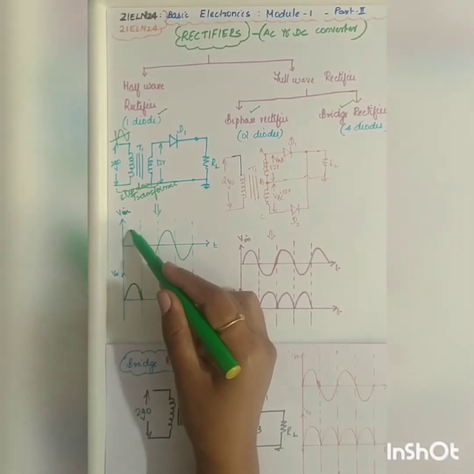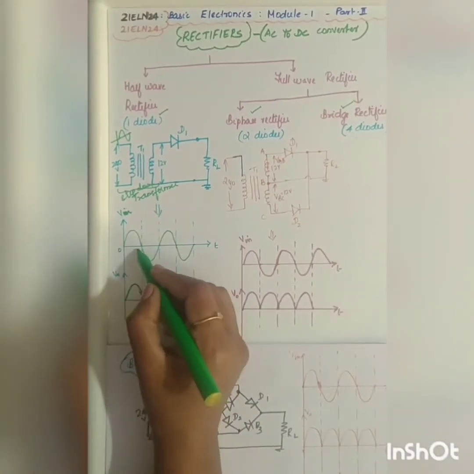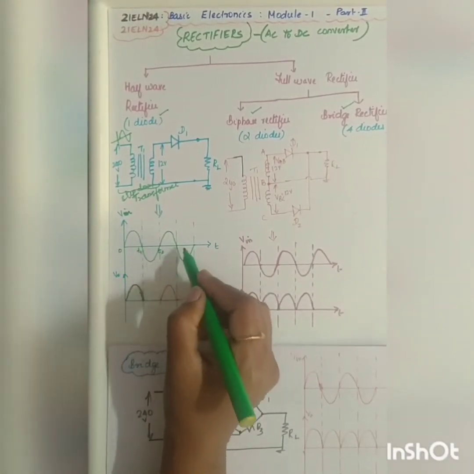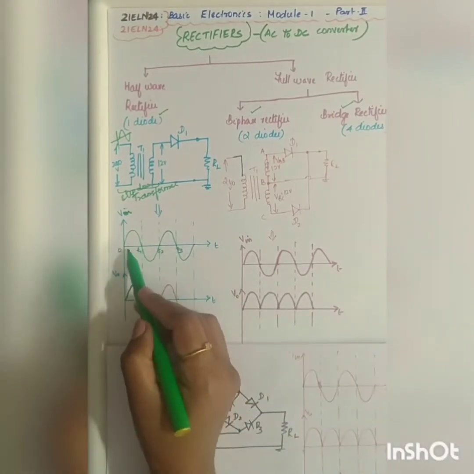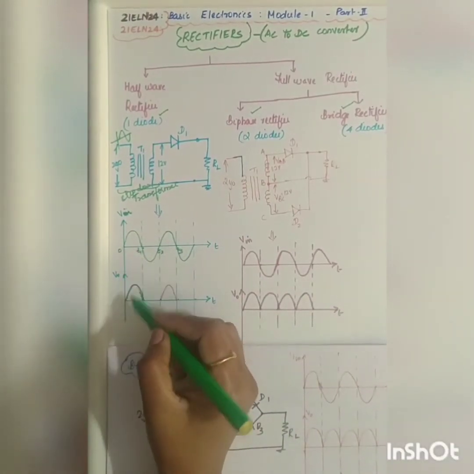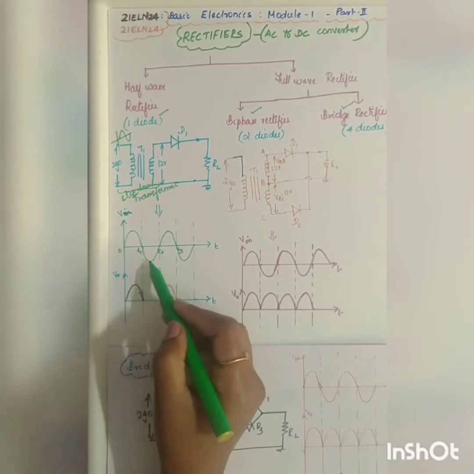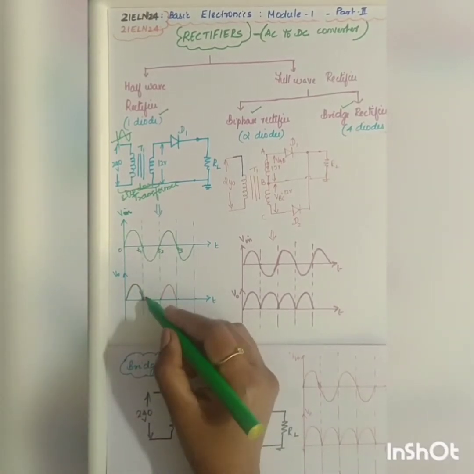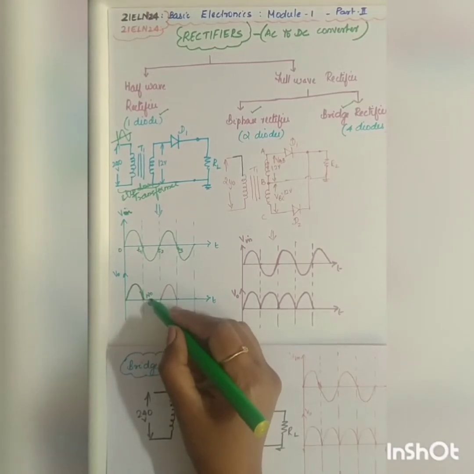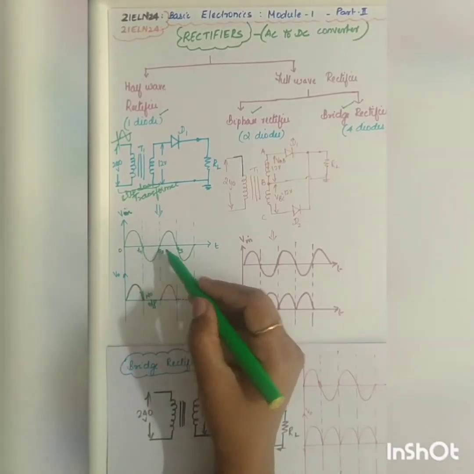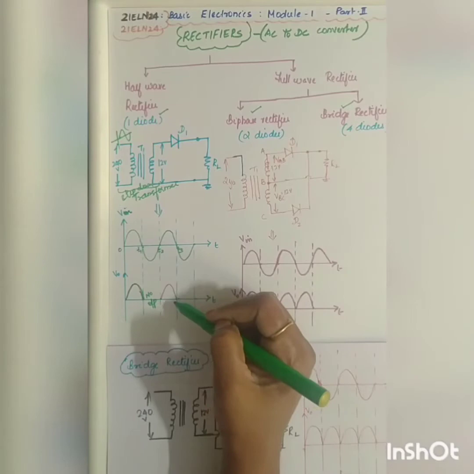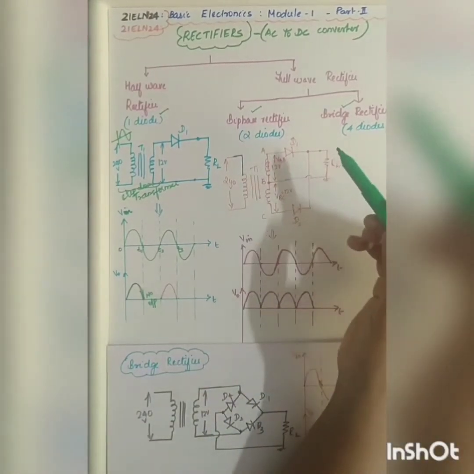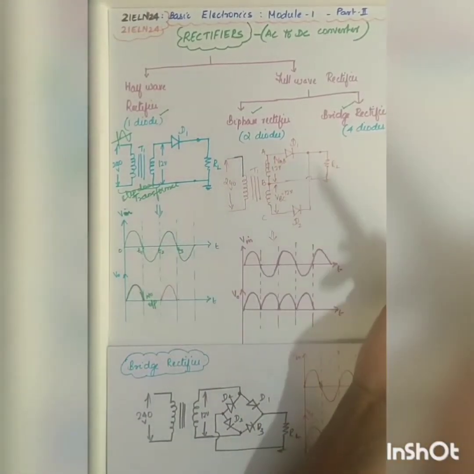So see, if I take this as 0, time t1, time t2, time t3, etc. From time 0 to t1 you will be getting the output. From t1 to t2, during the negative half cycle, you do not have any output, so no output here. Okay. Again from time t2 to t3 you are getting an output. So this is your half wave rectifier.